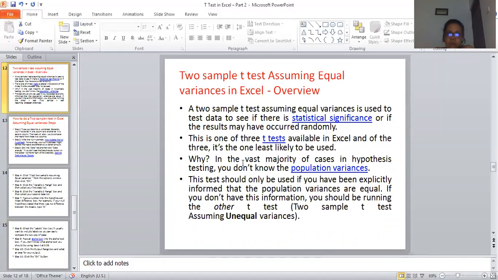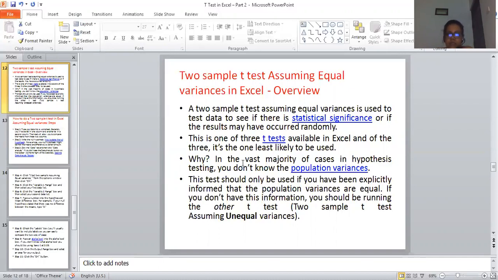This is one of the three tests available in Excel, and of the three, it's the one least likely to be used. Out of all three, this would be the least used, because in the vast majority of hypothesis testing cases, you don't know the population variances. So in real life, since we don't know the population variances, the possibility of choosing the two sample t-test assuming equal variances is really low.